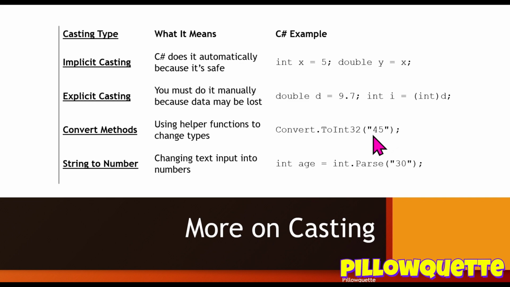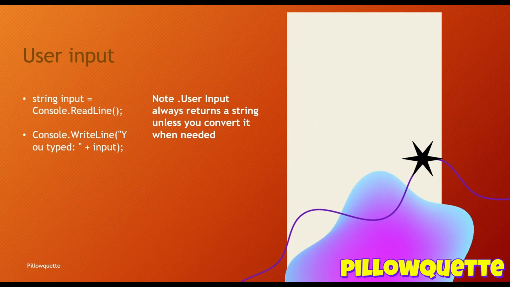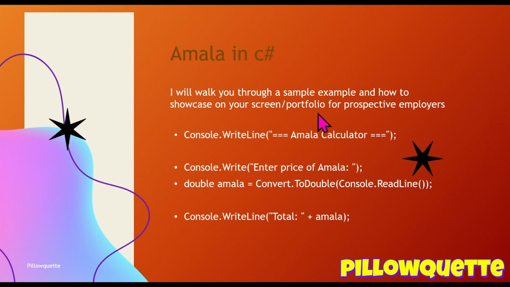Convert.ToInt32, we're going to do this in our next video. Now we have strings to numbers. This is how you change a text, which is a string, into a number, an integer. We're going to do that in another lesson, not today. I'm just showing you this. Now, using the example of amala, like I mentioned before, I'll walk you through a sample on how to showcase your C# skills on your screen or portfolio to an employer, how to actually get this done.